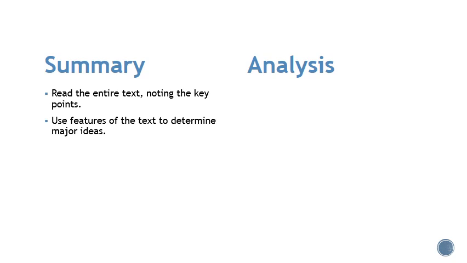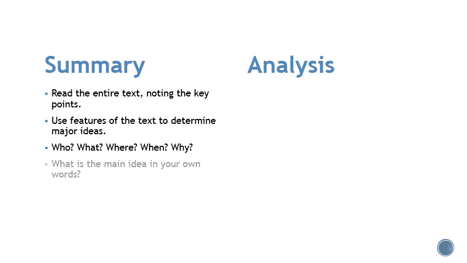Use features of the text such as title, abstract, headings, chapters, and section headings to help you determine what the major ideas are. Ask who, what, where, when, and why questions to help determine the most important details to include in your summary. In the summary, you're going to want to state the main idea of the text in your own words.